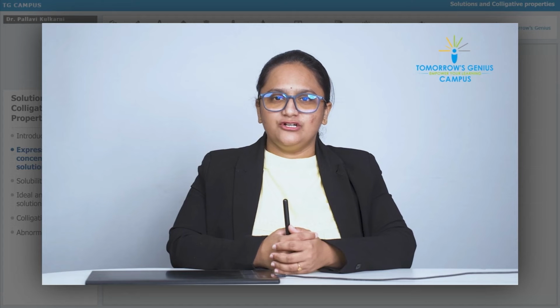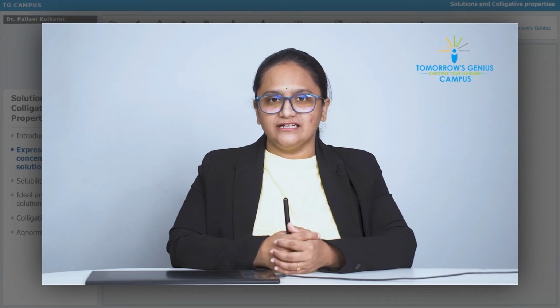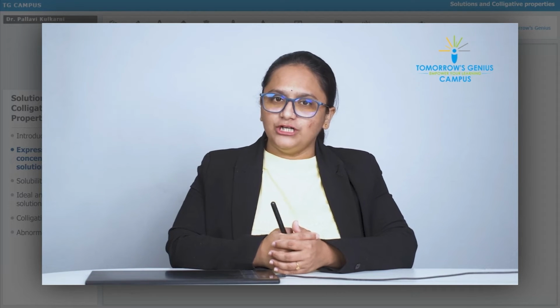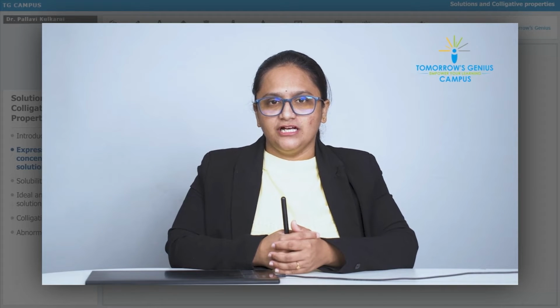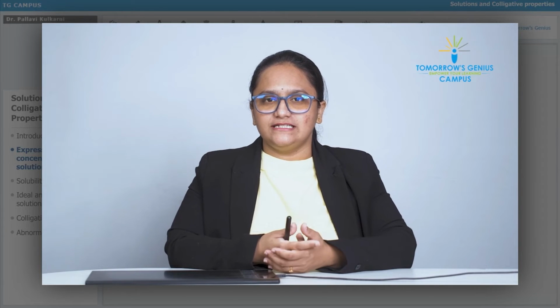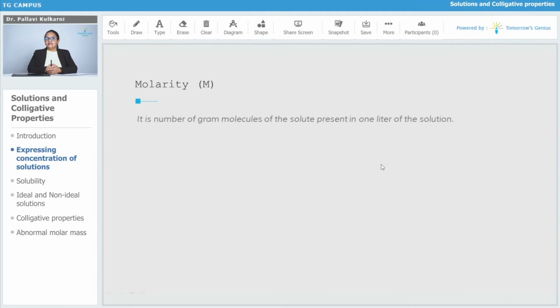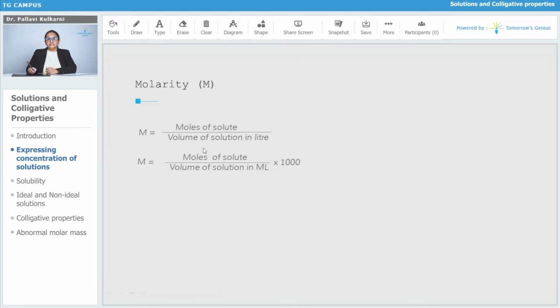The next method to express concentration is molarity. Very important, denoted by the capital M. So what is molarity? First of all, let us see its definition. It is the number of gram molecules of the solute present in 1 liter of the solution. Yes, you can see its formula.